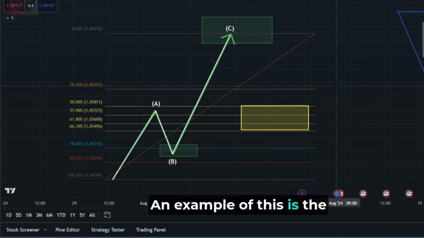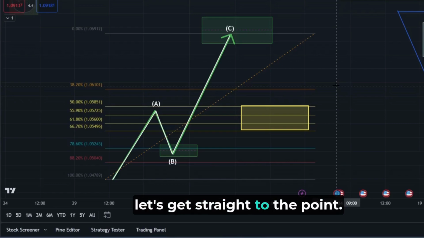An example of this is the Matryoshka system. Matryoshka is simply a term chosen by the strategist to describe the SK system which exists in various time frames. I don't want to get into those minor details because the important and fundamental aspects of the strategy are what matter. Now let's get straight to the point.